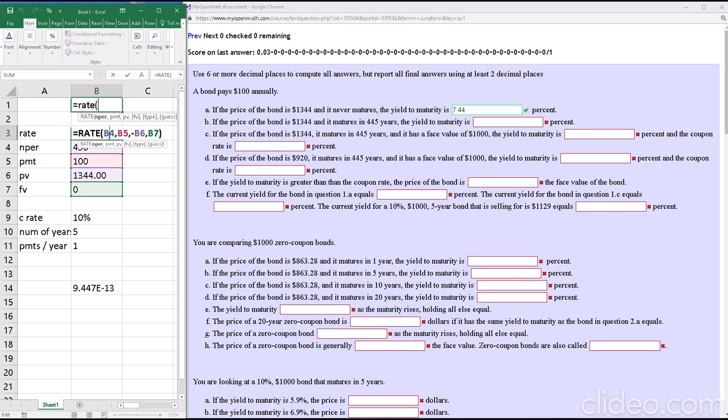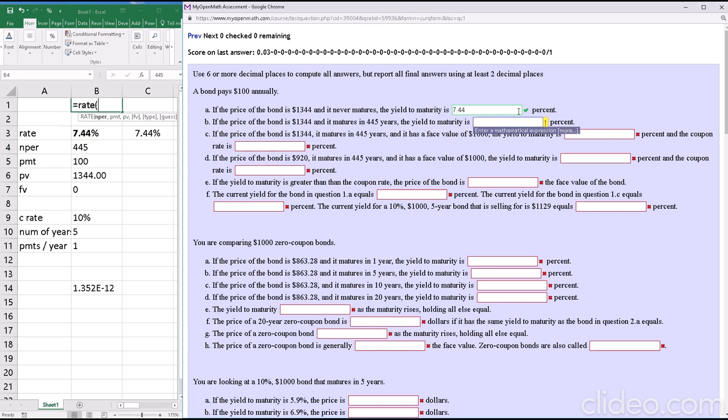When I did this earlier, Excel wasn't able to handle it. So I guess it does handle it. This is kind of weird. Maybe because I made the face value 0. But when I did this earlier, I had an error message, and I'll show you. Let's choose 1,000 years. Huh. Okay. Let's go back to 445 years. Maybe it'll show up when I change the face value to 1,000. Okay. So I guess it works. I apologize for messing you up there. So this is still 7.44%.